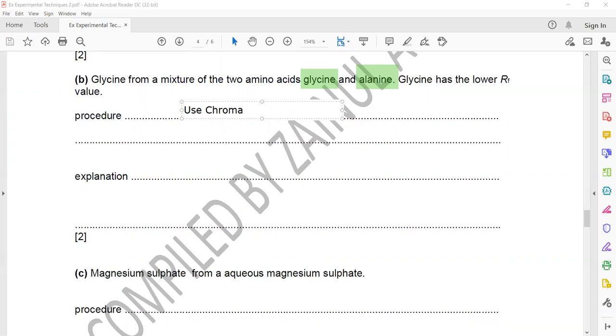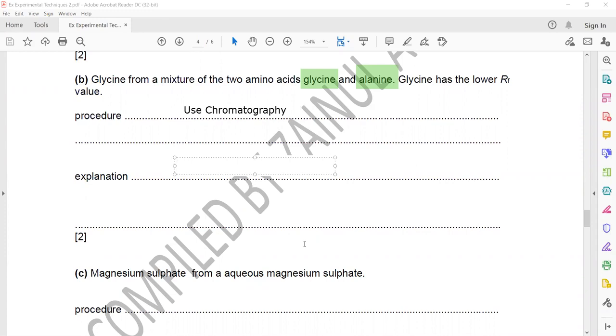The term monomer means small molecule. This is a chemical term used for small molecules. Like a sample contains small molecules, those small molecules are known as monomers. So we will use chromatography to separate these amino acids, and they mention glycine has a lower RF value. When it has a lower RF value, it means it is less soluble.